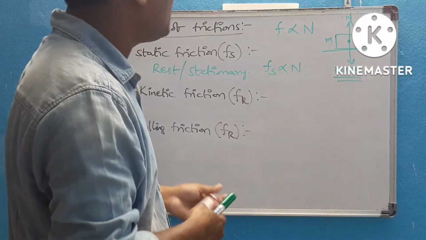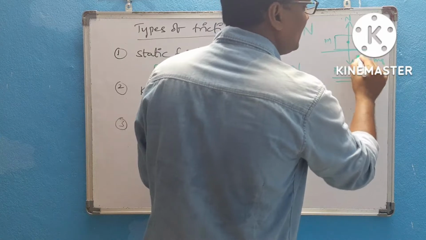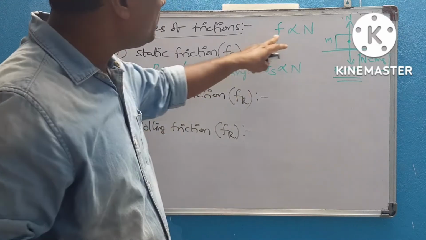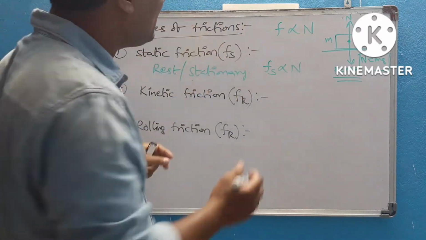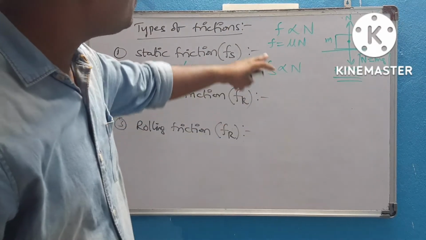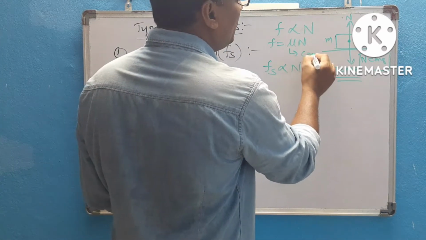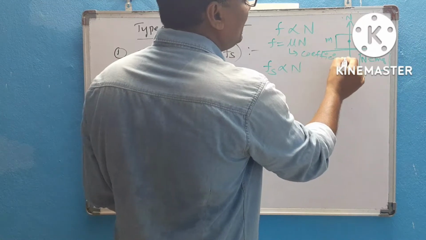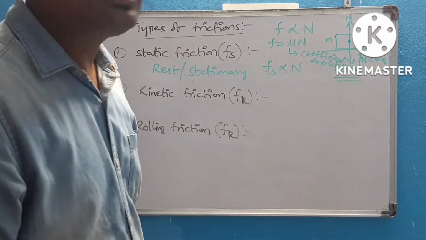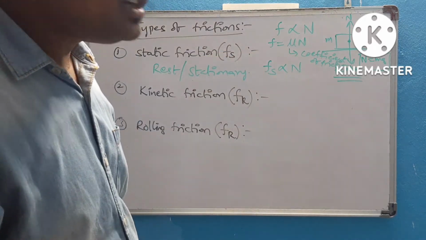So this is the normal reaction force, so here N equals mg. That is called the normal reaction force. Here the frictional force is always directly proportional to the normal reaction force, and the frictional force is equal to mu N. Here mu is the proportionality constant, and it is called the coefficient of friction.